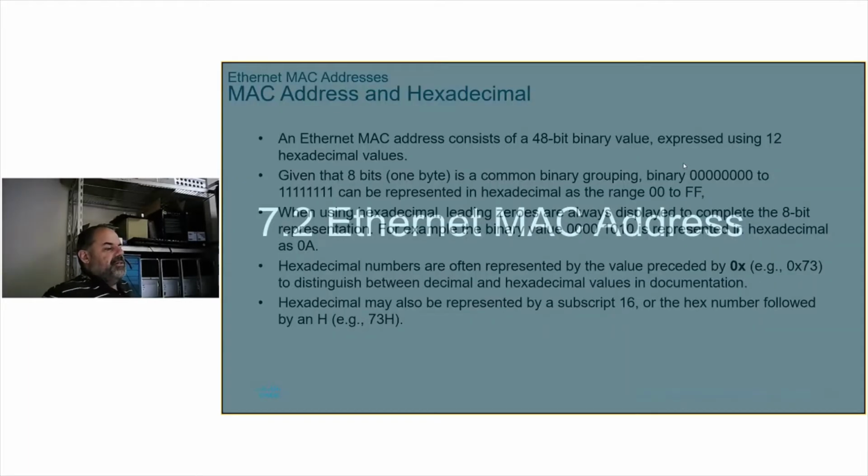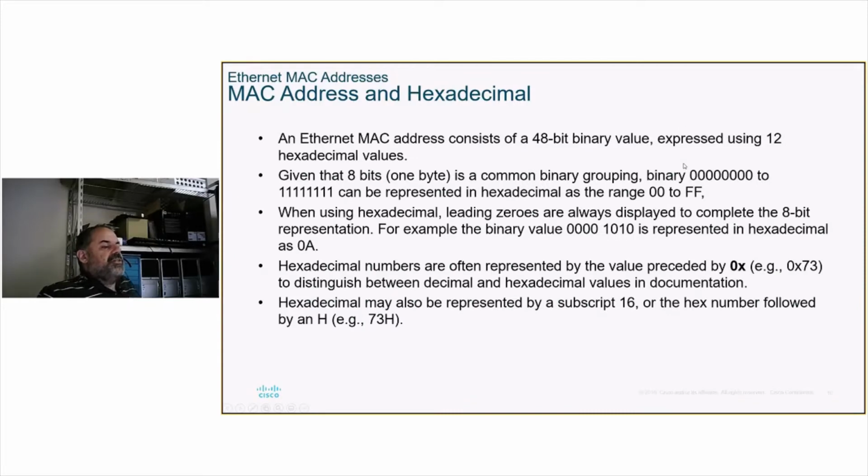Okay, so the MAC address. An Ethernet MAC address consists of a 48-bit binary value expressed using 12 hexadecimal characters. Given that 8 bits is 1 byte and a common binary grouping, the possible values run from 8 zeros through to 8 ones, and so for each byte, 00 through to FF are the possible values.